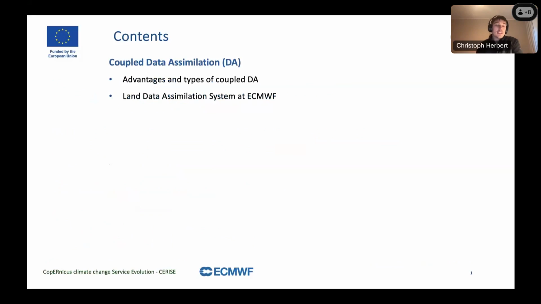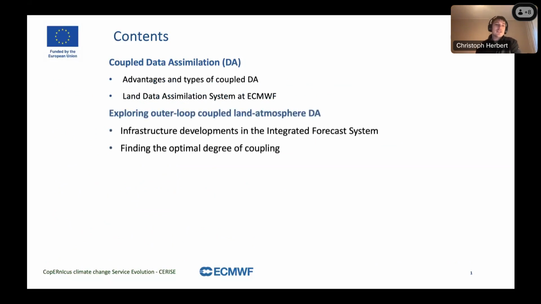What I'm basically talking about today is coupled DA. Wanted to first start with why are we doing coupled DA and what are the advantages with it, and then I come to our land data assimilation system at ECMWF because we need to know about the land system before we can couple it, and the focus of this talk will be on exploring outer loop land atmosphere DA. So there had been a lot of infrastructural developments in our IFS, and this is pretty much still a work in progress.